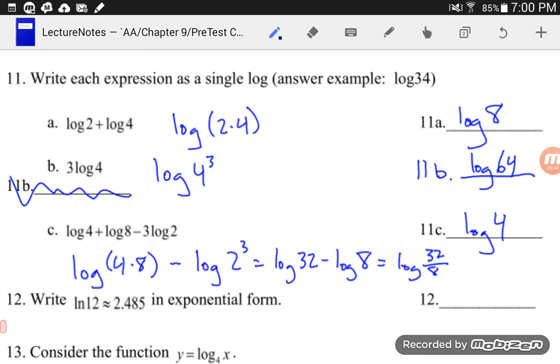Write this in exponential form. Well, remember, natural log of 12 equals roughly 2.485. What that means is the same thing as saying log, base e of 12 equals 2.485. In other words, e to the 2.485 power equals 12.